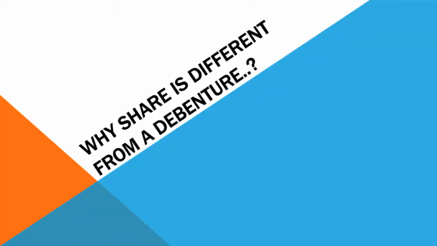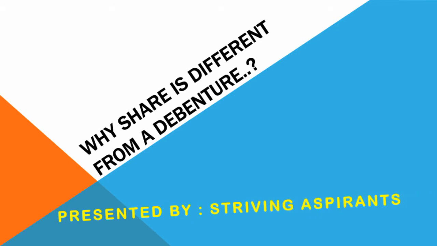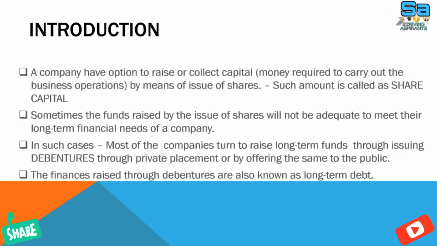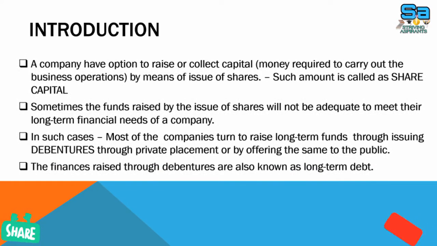Today we have another important topic. Today we are going to look into the main difference between a share and a debenture. We know that the company requires funds to operate its business. We have one option to raise capital or the funds by issuing shares. If we are collecting amount by issuing shares, we call it share capital.